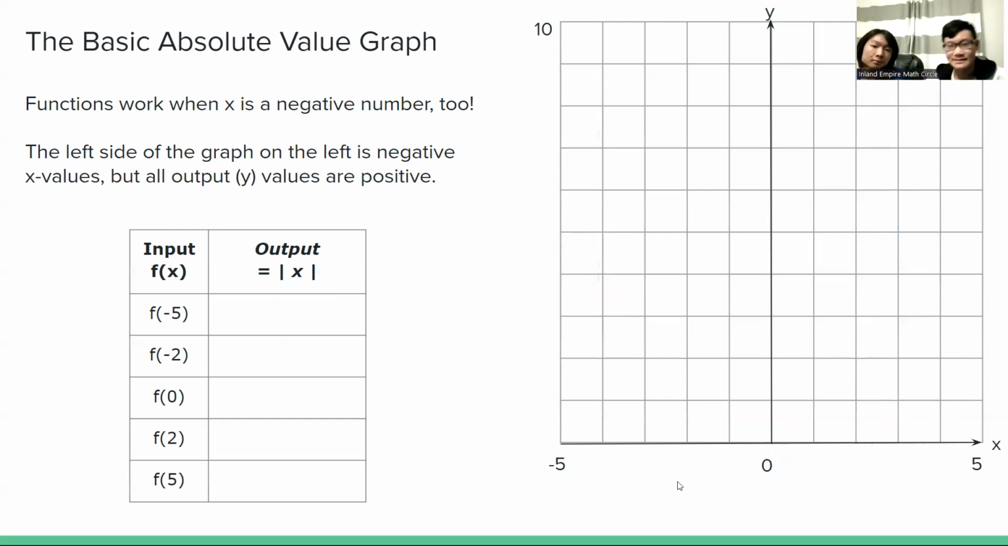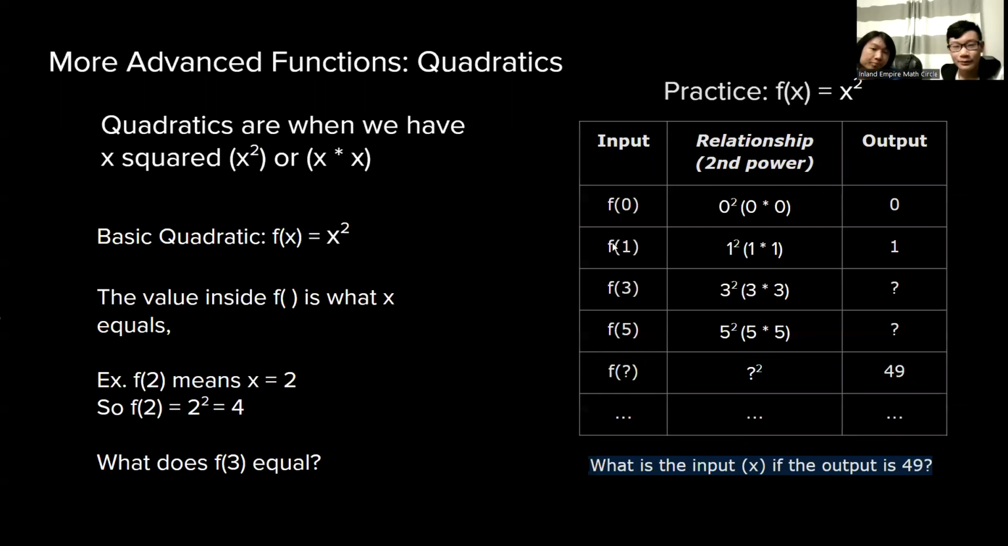so this next one is a little bit more complicated. We have quadratics, and quadratics can get really, really complicated. We're just giving a basic function here. So quadratics are when we have x squared or x times x, which is the definition of squaring something. So a basic quadratic is f of x equals x squared. And the value inside of f is what x equals, of course.